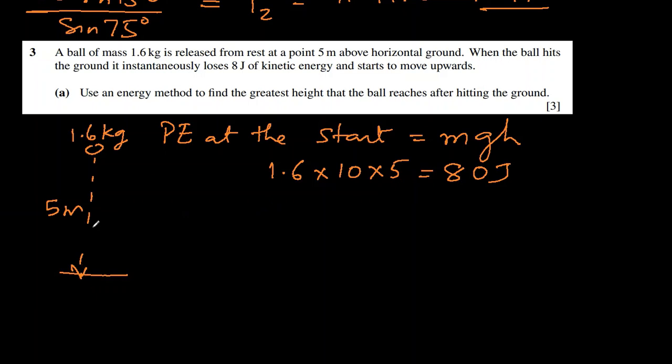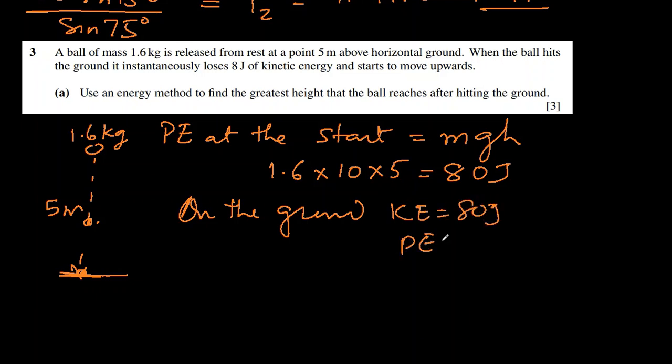All right, so now when it reaches the middle, what is the energy on the ball? The potential energy has reduced, but kinetic energy has increased. When it reaches the ground, the potential energy is 0, but all the energy has become kinetic energy. So on the ground, kinetic energy is 80 joules, potential energy is 0, right? Because height is 0 now.